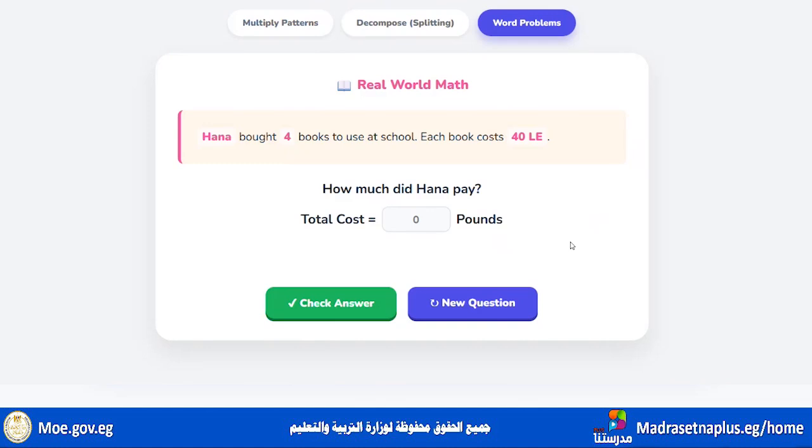Hannah bought 4 books to use at school. Each book costs 40 pounds. We have 4 books, each one costs 40 pounds. That means 4 times 40. 4 times 4 will be 16. 16 times 10 will be 16 tens. That means 160. Good.